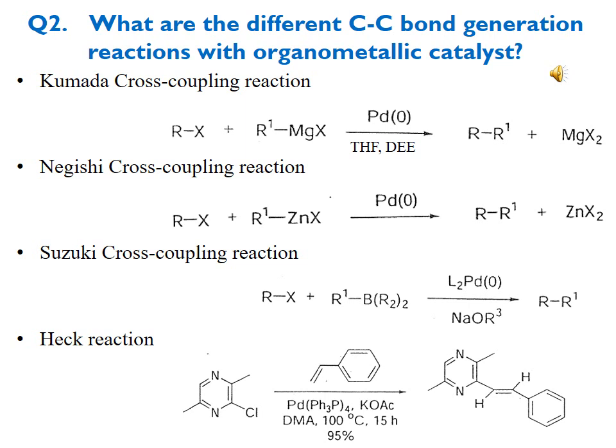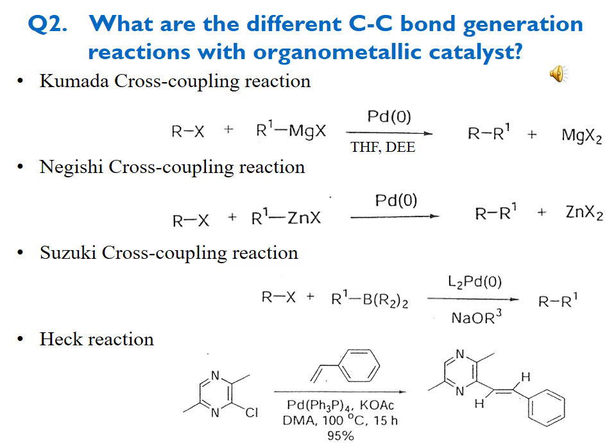And third was the Suzuki cross coupling reaction, which was also using alkyl halide, but with organoboranes, which are known to be the cheapest reagent among these three, that is Grignard reagent, organozinc reagent, and then organoboranes. So by using the organometallic catalyst and also base, we obtained the CC bond generation.